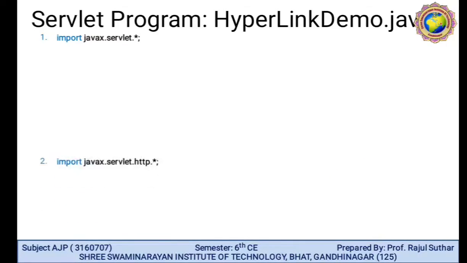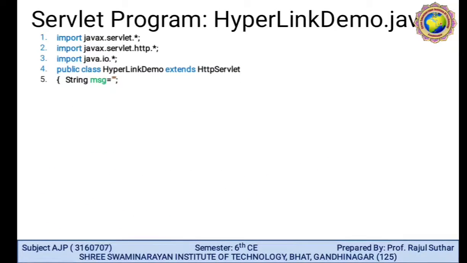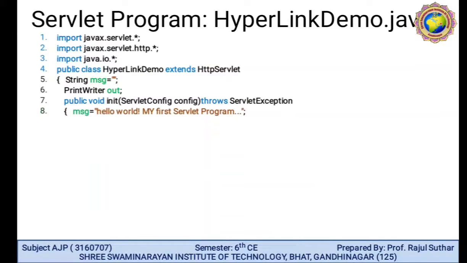We first import javax.servlet, then import javax.servlet.http, import java.io.*. We require HyperlinkDemo that extends servlet, one string message, PrintWriter out, public void init(ServletConfig config) throws SQLException. We require one message. So the message is Hello World, my first servlet program.